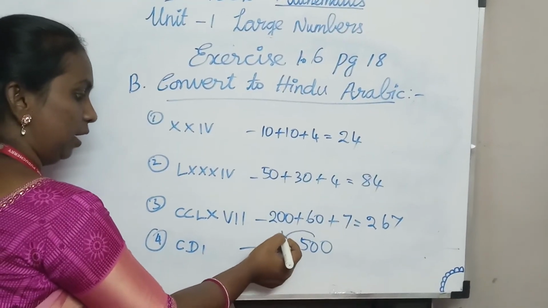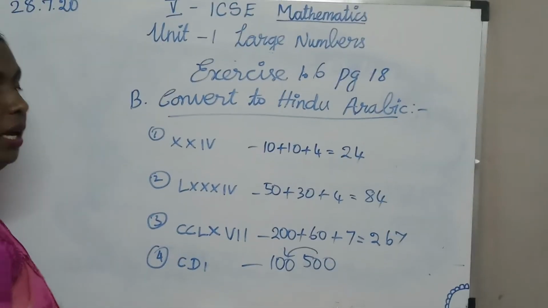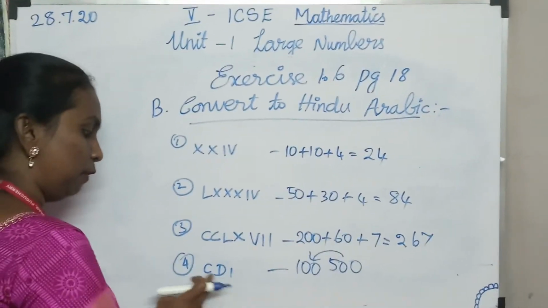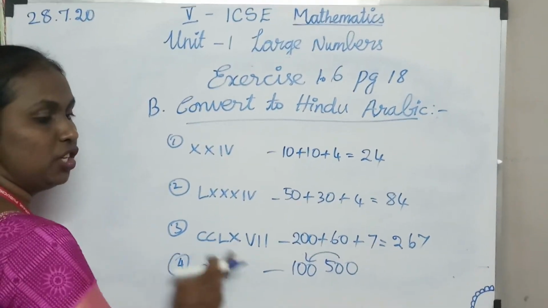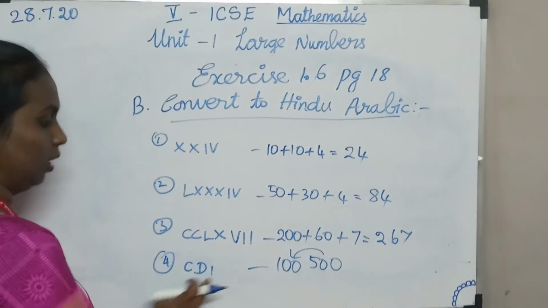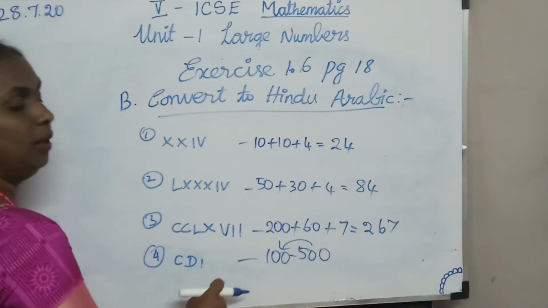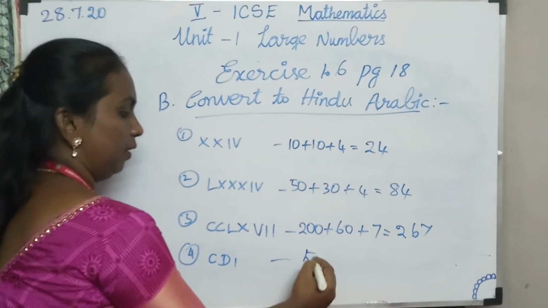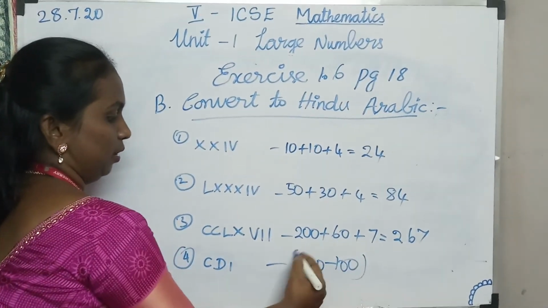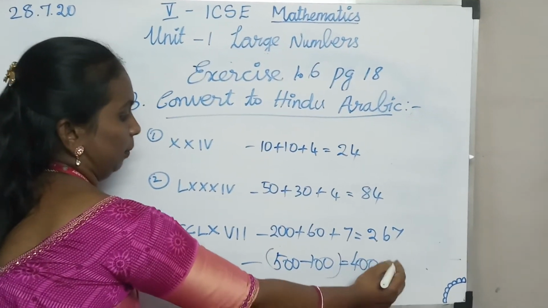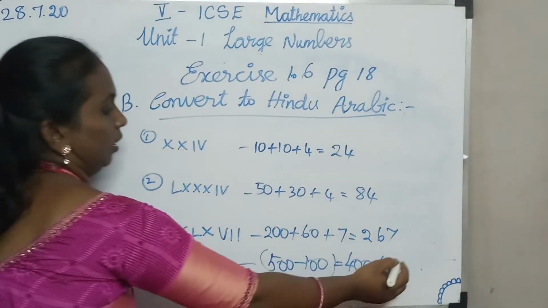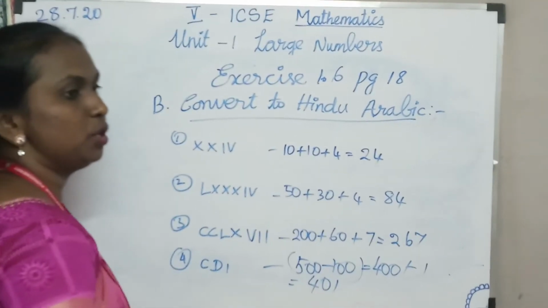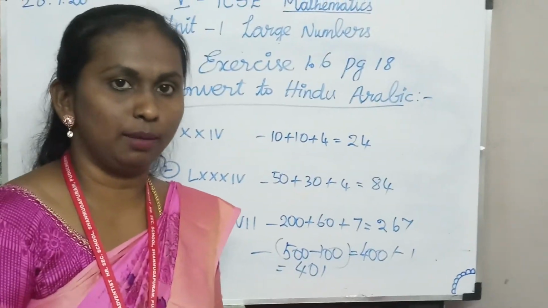Next, C for 100 and D for 500. If C is coming before D, it is a subtraction. So 500 minus 100, that is 400, plus 1. The answer is 401. So remaining sums you can complete in the book and the CW, children.